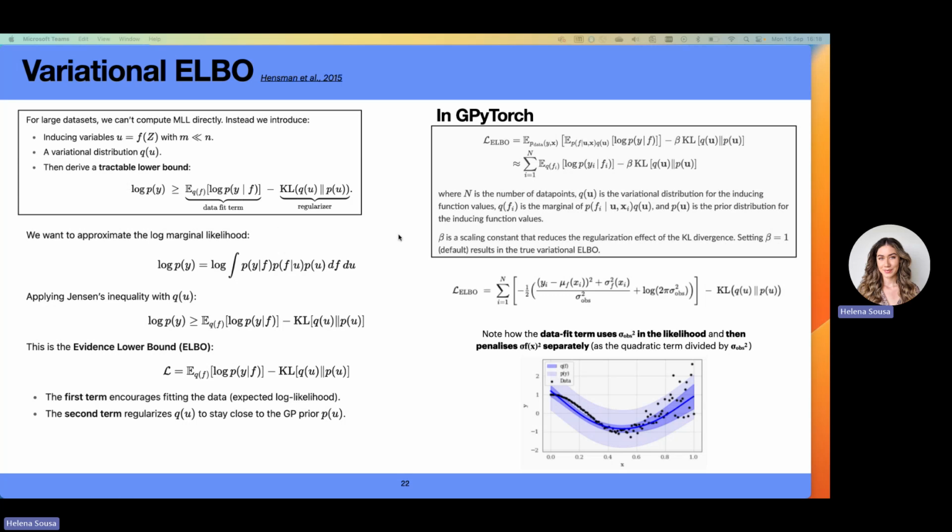In a short summary, it comes from this, where this is our approximate marginal likelihood, and by applying Jensen's inequality, it becomes this. From here, we can get this formula for what we call the evidence lower bound, or ELBO. It has what we call two terms. The first term is the data fit term, and the second one is a regularizer.